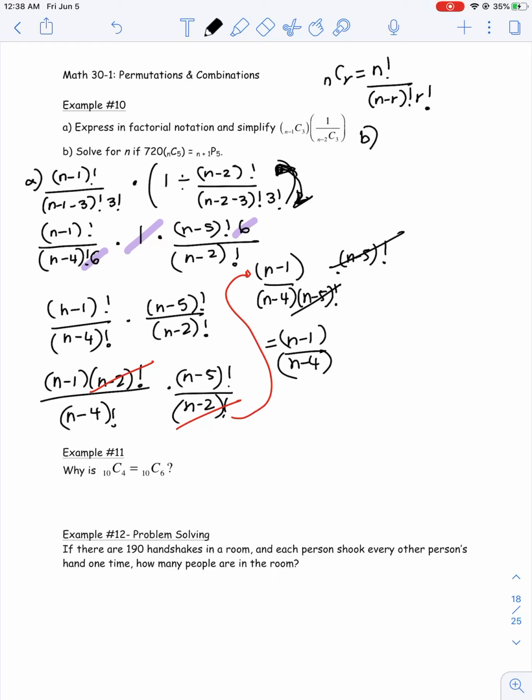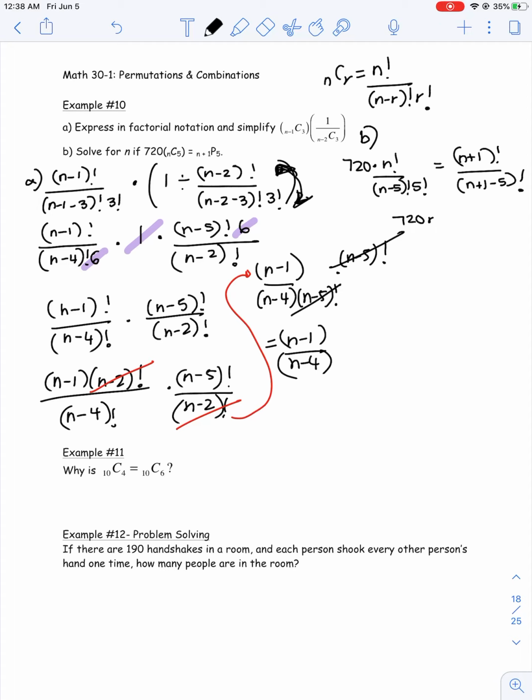Now B, it says we want to solve for n. So this one's a little bit more complicated. We want to write 720 multiplied by n factorial over n minus 5 factorial, 5 factorial. And that's equal to, this one is using the NPR formula where it's n plus 1 factorial over n plus 1 minus 5 factorial.